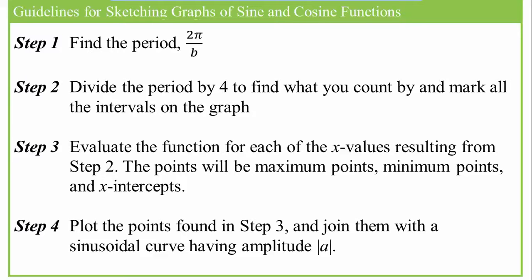We're going to evaluate at each point. Is it going to be a positive amplitude, a negative amplitude, or an intercept? Because those are the important parts of a sine and cosine graph. And then we're also going to mark our amplitude on the graph itself.